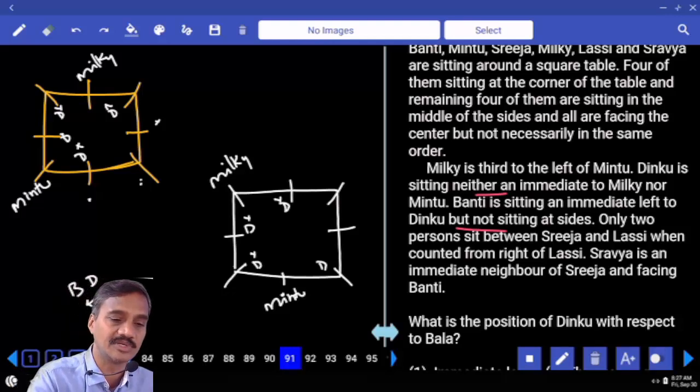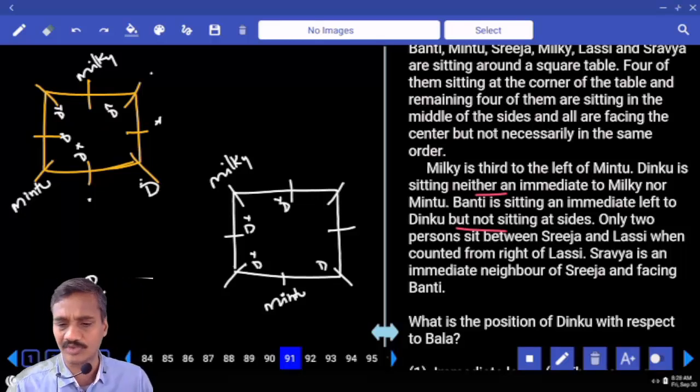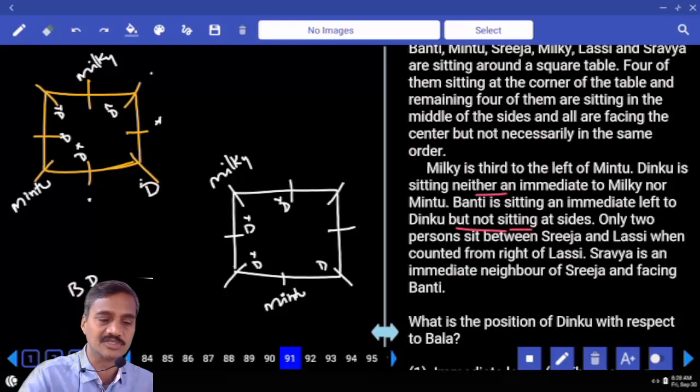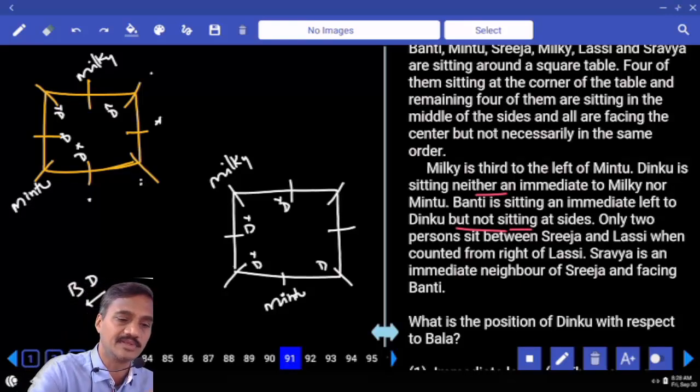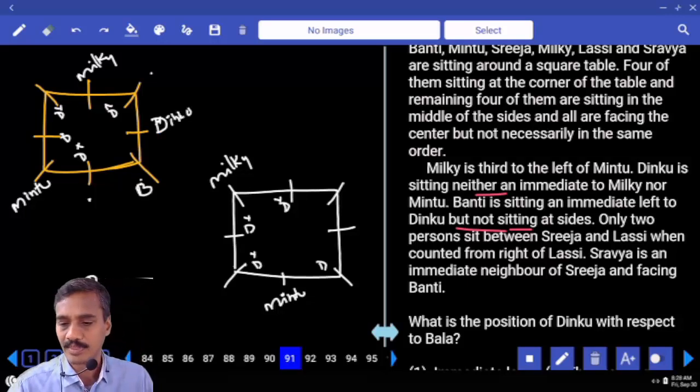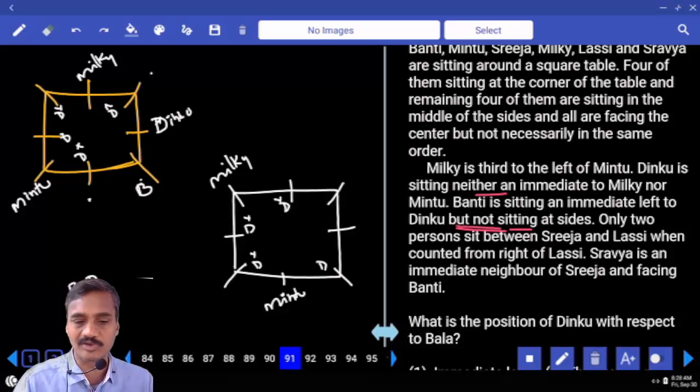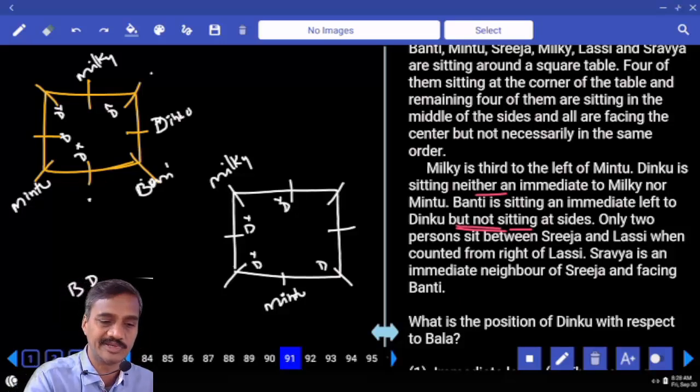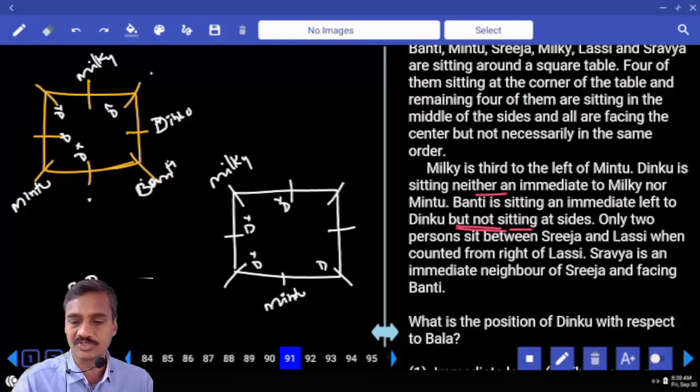Hence Bunty cannot be at this place, which implies that Dinku cannot be here. అంతే కదా? But Dinku ఎక్కడ ఉండాలి చెప్పండి? Dinku must be here. Dinku is here and Bunty is to the immediate left of Dinku, but not at the sides. Hence Dinku must be at this place and Bunty at this place. సరిపోయిందా? Bunty is to the immediate left of Dinku, and Bunty is not sitting at the sides. That means Bunty must be at the corner.